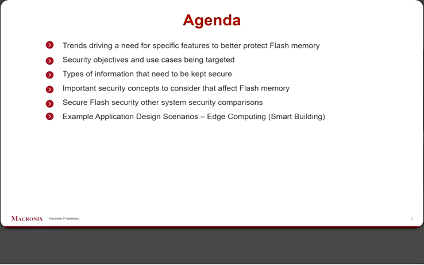And we're going to use our product line to kind of outline what the general differences are that I think relate to the broader industry in terms of what is offered today. And then I want to finish with an application design scenario. I want to focus on edge computing and in this case a smart building device. And hopefully this will help tie everything that I've talked about previously together and give you a better understanding of what needs to be considered when choosing a memory device and trying to keep it secure.